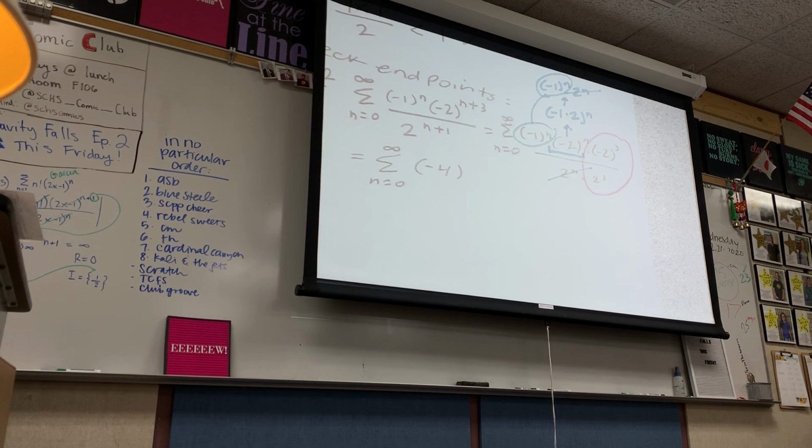According to the test for divergence, if you guys take the limit of -4, you just get -4, which doesn't equal 0. Therefore, the series does what? Diverges by the test for divergence.